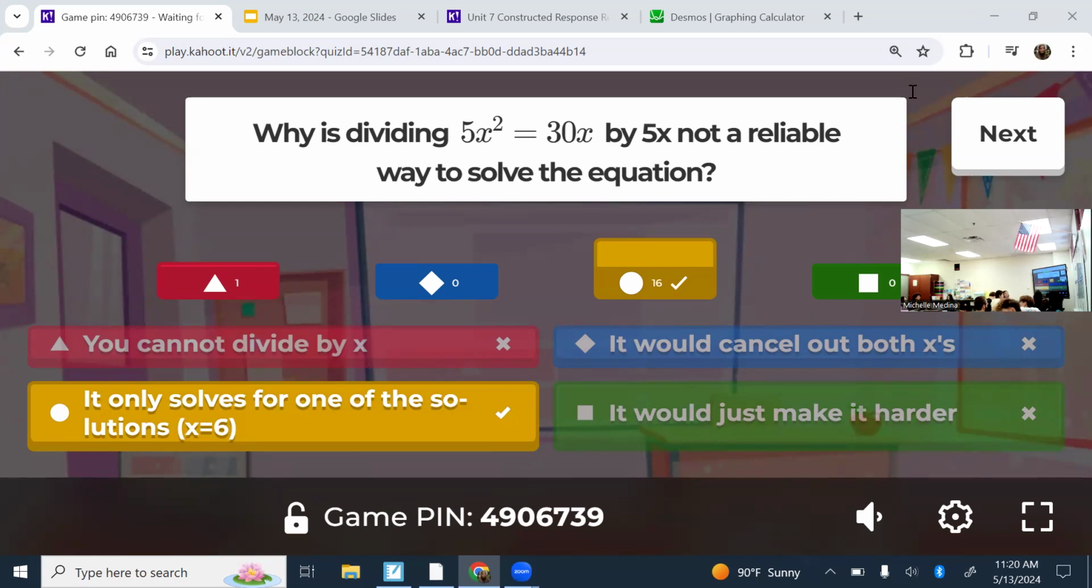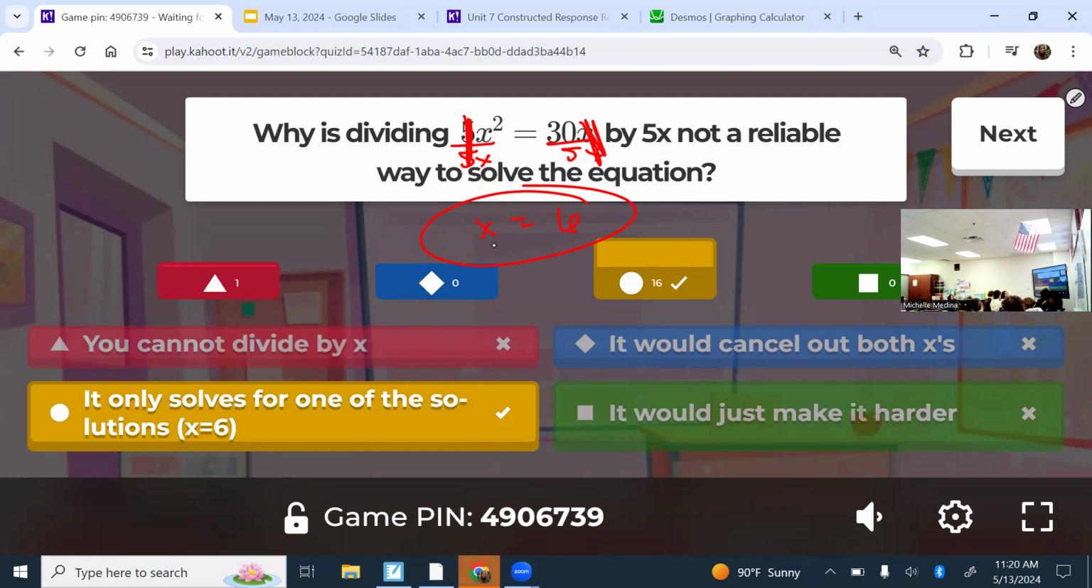You can divide by x, like we did just earlier, and look what happens when we divide both sides by 5x. So 5 over 5 cancels. What's x squared divided by x? Over here, x over x cancels. What's 30 divided by 5? We solved this exact problem in the last problem. We solved it the right way. Why is this one not a reliable method?